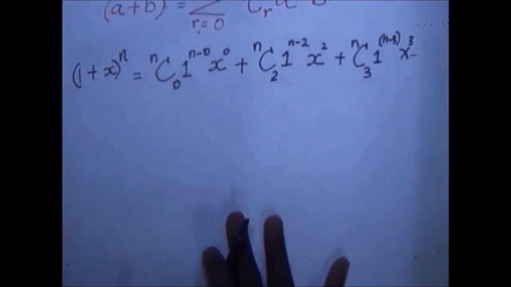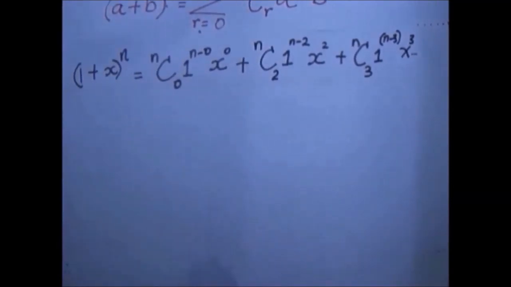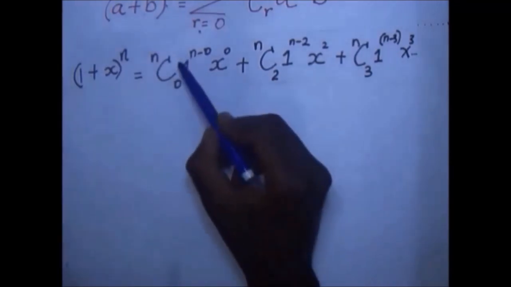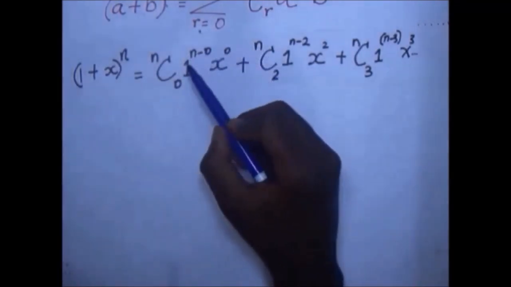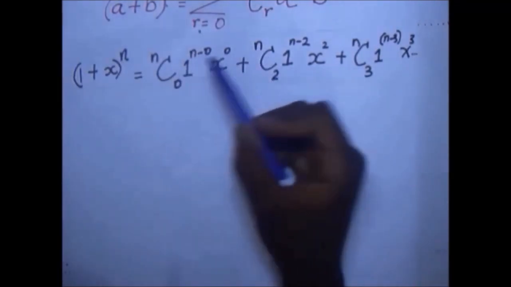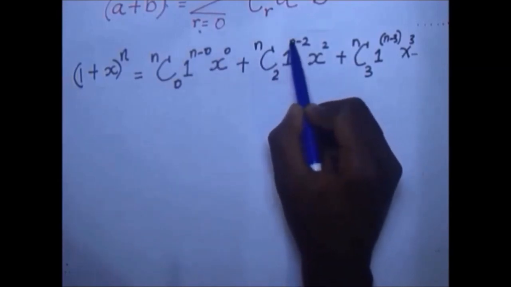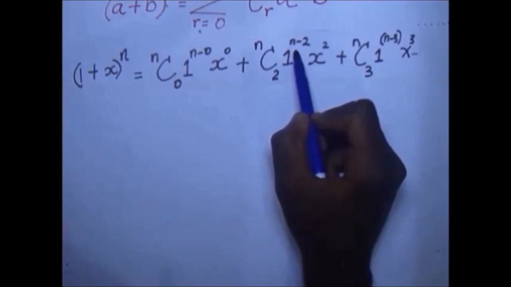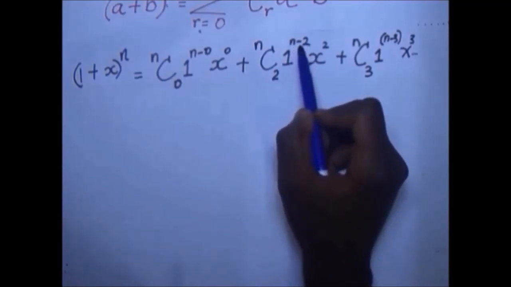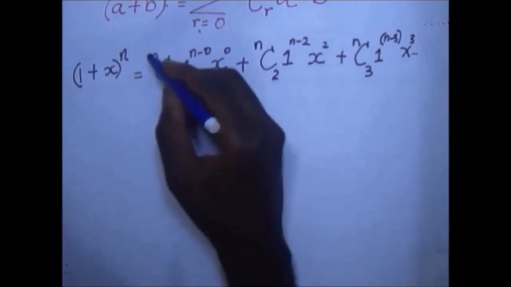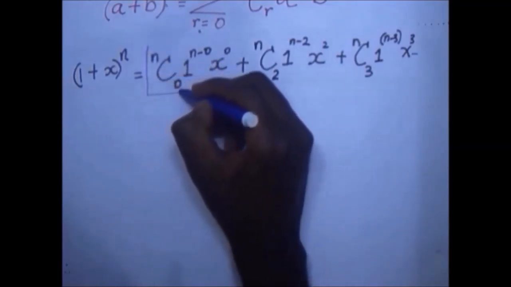So in our expansion there, we know that 1 to the power any number still gives us 1. So 1 to the power this is going to give us 1. 1 to the power this is still going to give us 1. Whatever figure is there, whether it's 1 to the power 1000 or 1 to the power 1 million, the answer will always still be 1. Then we have this n combination 0.